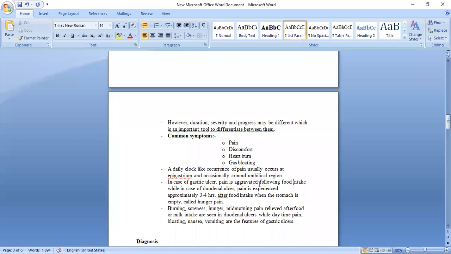आपण म्हणतो मराठीत कावळे ओरडाले पोटामध्ये, पोट दुखायला लागले. मग केव्हा बरं वाटतं आपल्याला? When we will have our food, that time. This is the duodenal ulcer.